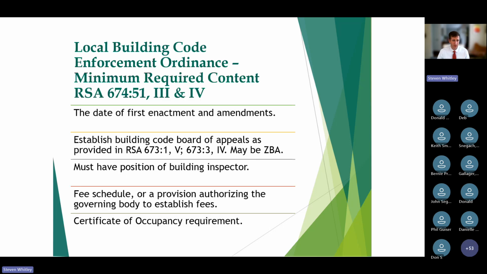Building code enforcement at the local level. If you're going to do this, there is a process you need to have locally enacted to do that. You have to establish the Building Code Board of Appeals. Many communities that do have this local process make the ZBA the Building Code Board of Appeals. You need to have a position of a building inspector, a fee schedule, and you need to require a certificate of occupancy.